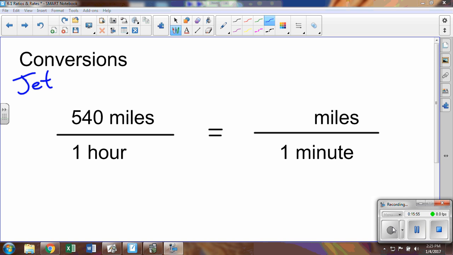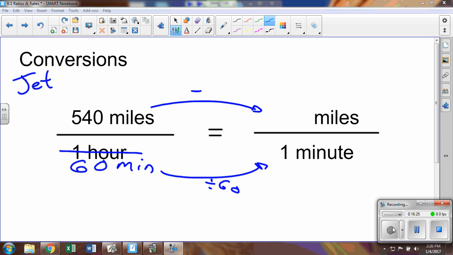Well, of course, if we're going to do a conversion, the labels have to match. So the very first thing we're looking at is making labels match. How about hours and minutes? Let's get rid of the label of hours. How many minutes are in an hour? Okay, so 1 hour we could rewrite as 60 minutes. And then to change it from 60 minutes to 1 minute, we'll divide by 60. So same thing in the numerator, divide by 60. 540 divided by 60. That's 9.